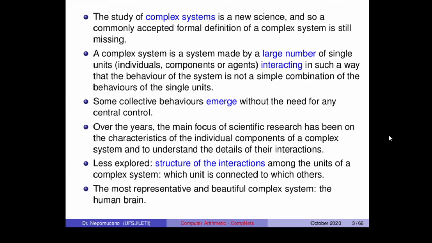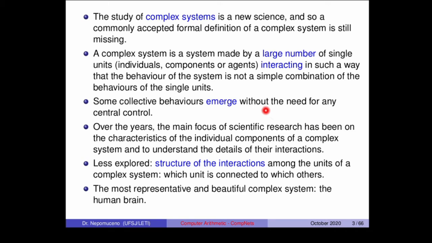The study of complex systems is a new science, and a commonly accepted formal definition of a complex system is still missing. A complex system is a system made by a large number of single units, individual components or agents interacting in such a way that the behavior of the system is not a simple combination of the behaviors of the single units. Some collective behaviors emerge without the need for any central control.